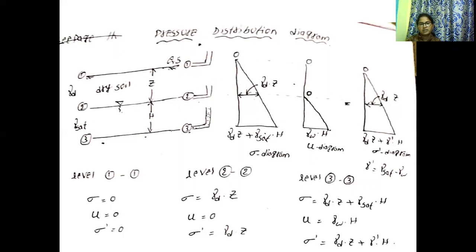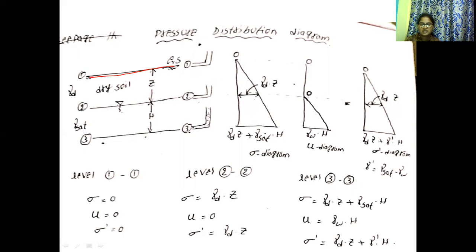Now we can see the first condition. The first layer will be in dry condition and the second layer will be in saturated condition. Why? Because this is the ground surface, and the water table will be at a certain depth that is indicated by Z.